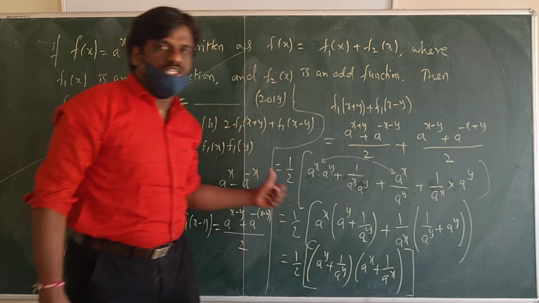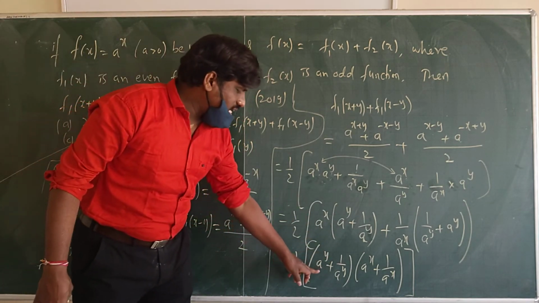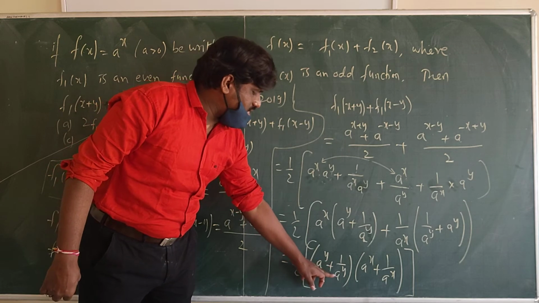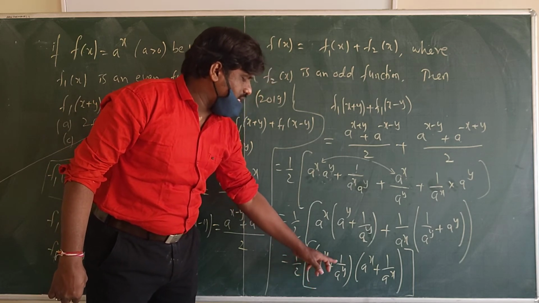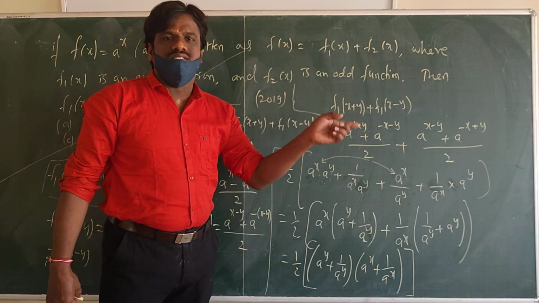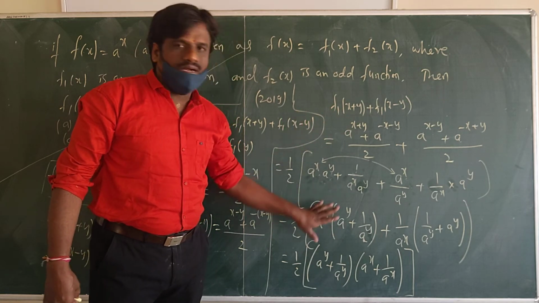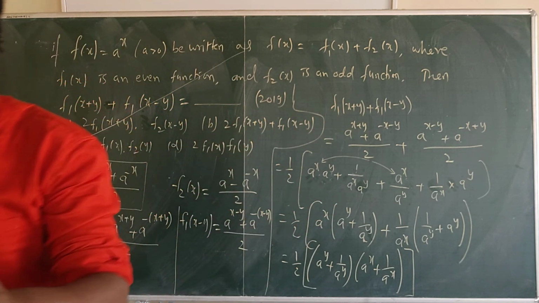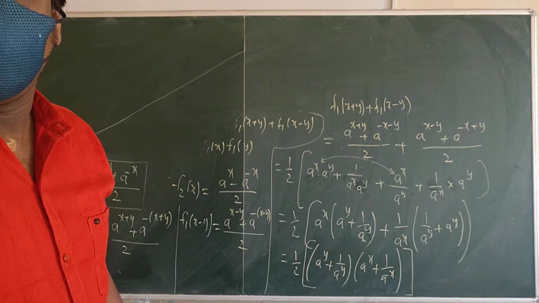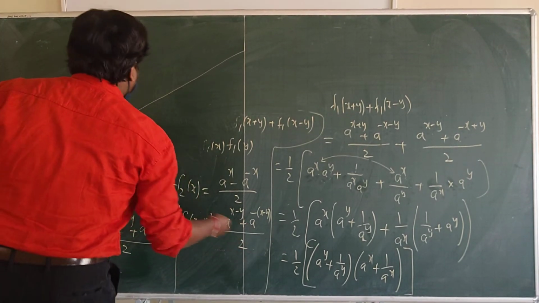This is indicating which option you take out. This I can write as a power 1. See here, this I can write as a power y plus a power minus 1. Okay, you copy this down. I will tell you. Last two steps are left. This indicates 1 by 2.